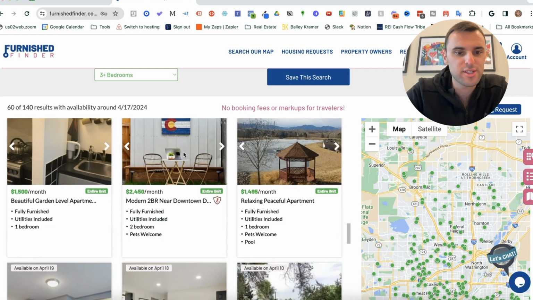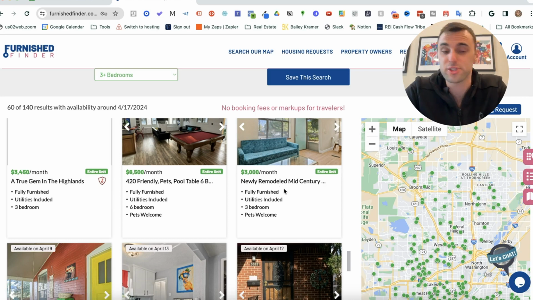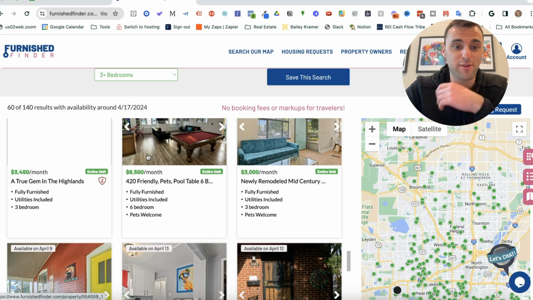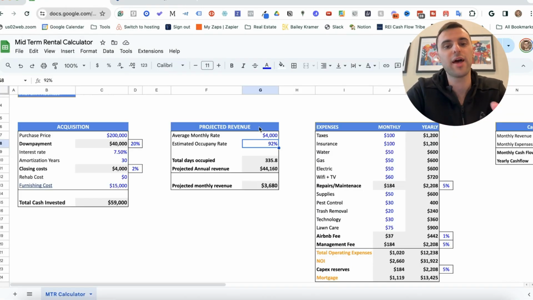I don't see any just yet. Okay, so we see this 3 bedrooms, $3,450 per month. This 3-bedroom is $3,000 per month. 6-bedroom for $6,500 per month. So what I like to do is just, again, this is a quick example. Look at Furnish Finder, put in that average number that you see for the monthly rate.